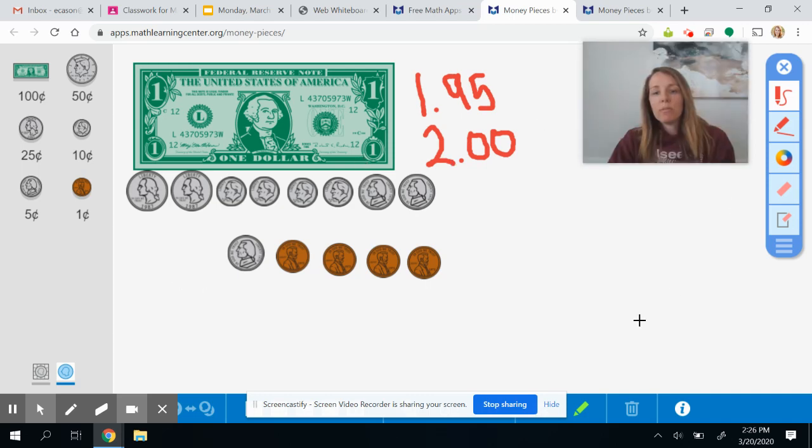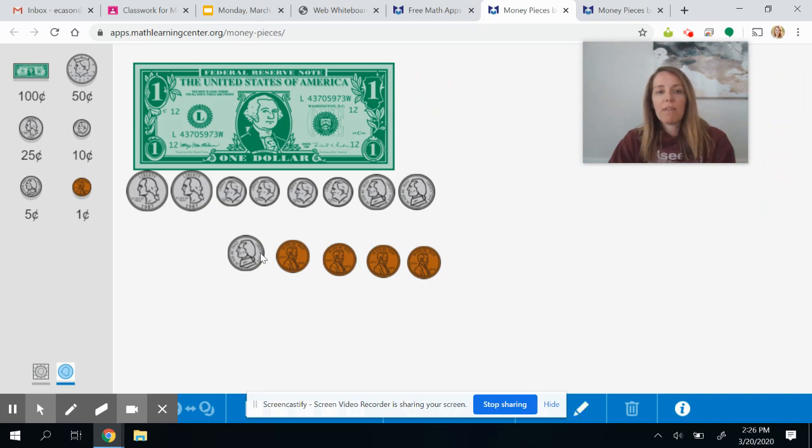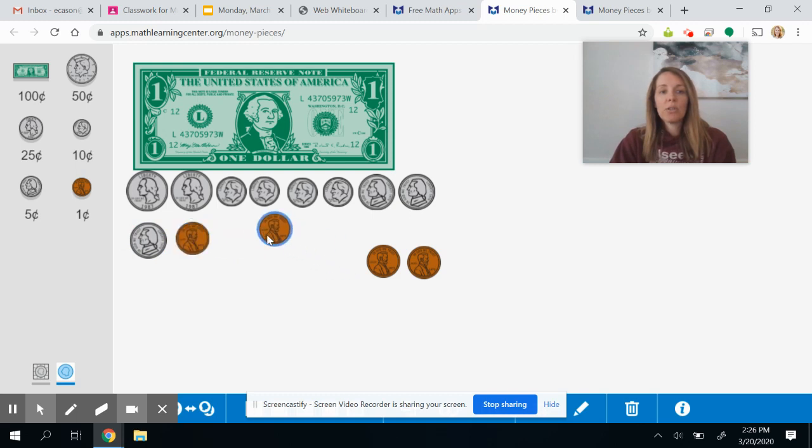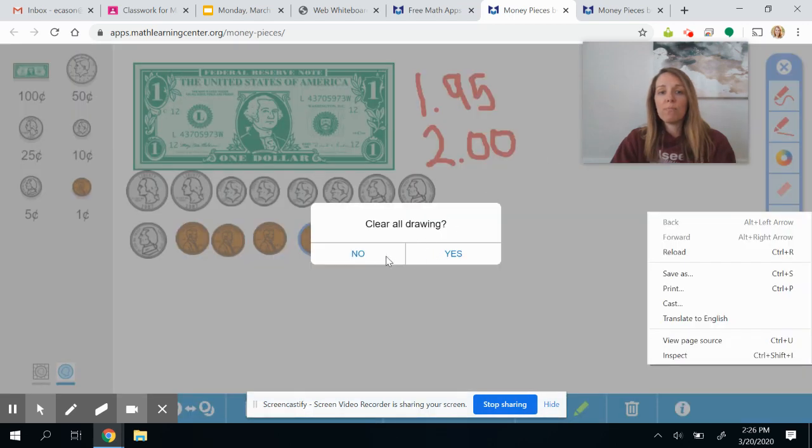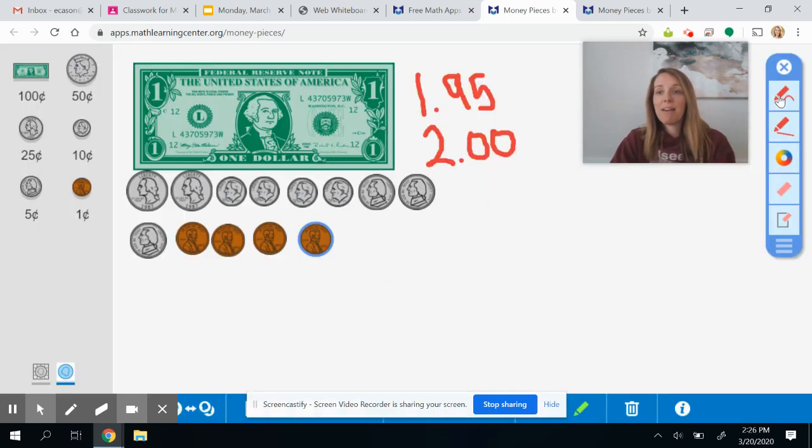We have another nickel. Let me see if I can get back out of this. We have another nickel, 205, 206, 207, 208, 209. So the amount of money that you should have gotten for this is $2.09. Is that what you got?